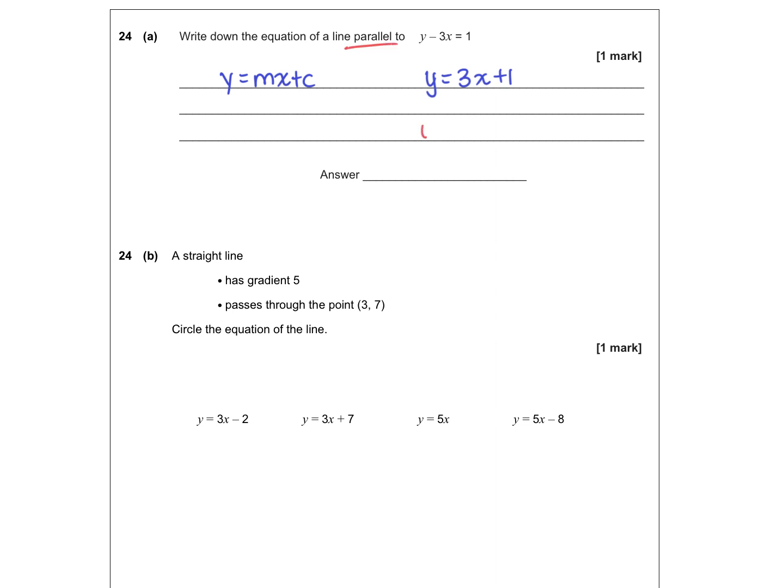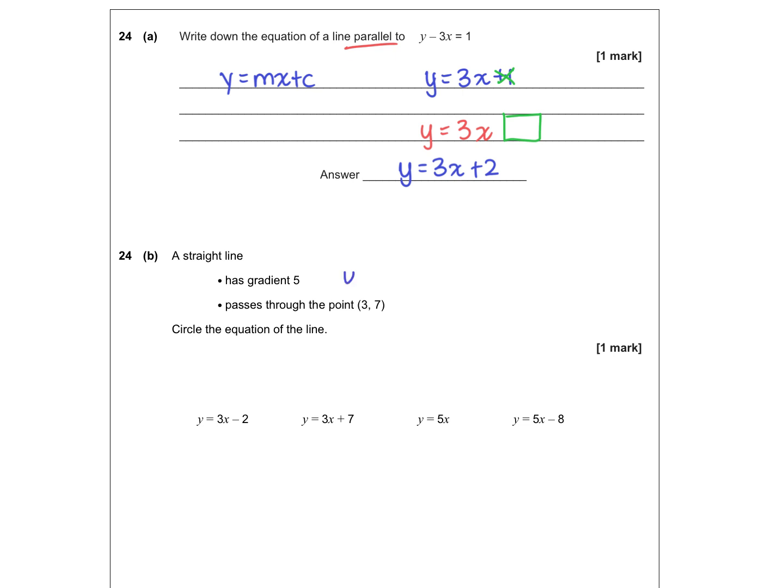So our new line also has to say y is equal to 3x, and then you can put any number at all that you want over here. You're just not allowed to use plus 1. So I'm going to go with y is equal to 3x plus 2. Okay, you can literally choose any number at all that you want as long as it has y is equal to 3x. And then lastly, 24b, a straight line has a gradient of 5.